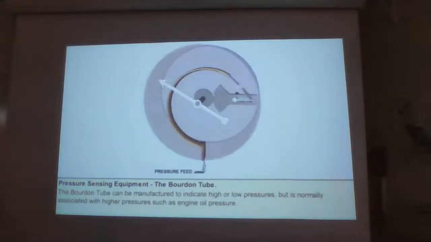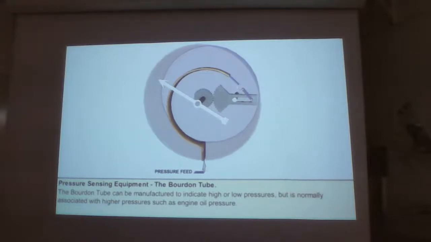The Bourdon tube is about the oldest of the pressure sensing methods. The element is essentially a length of metal tube which has an elliptical cross-section. The tube is shaped to represent the letter C. One end of the tube is sealed. This is called the free end. The other end is connected to the pressure source and fixed so that it cannot move in relation to the instrument base.